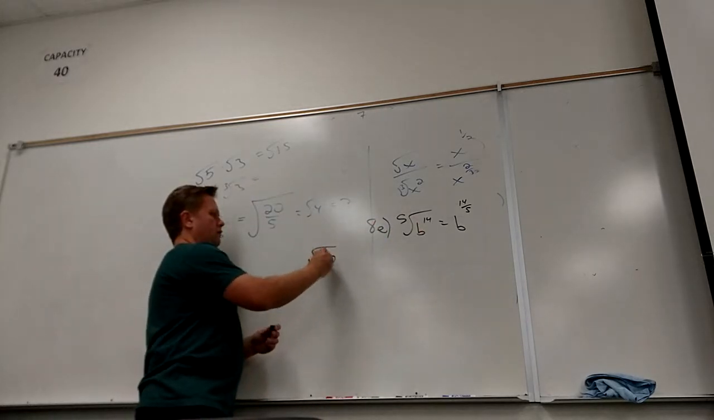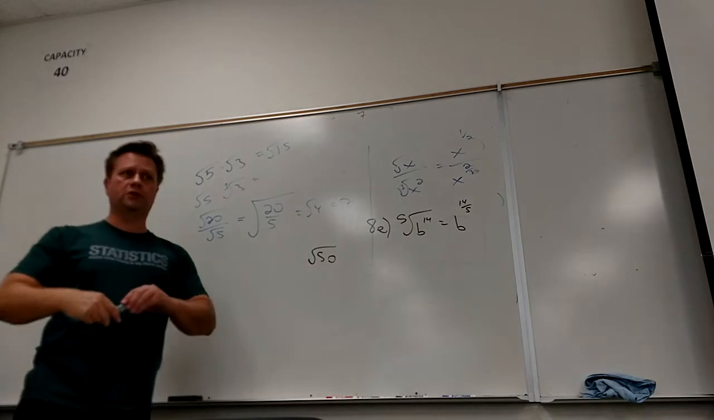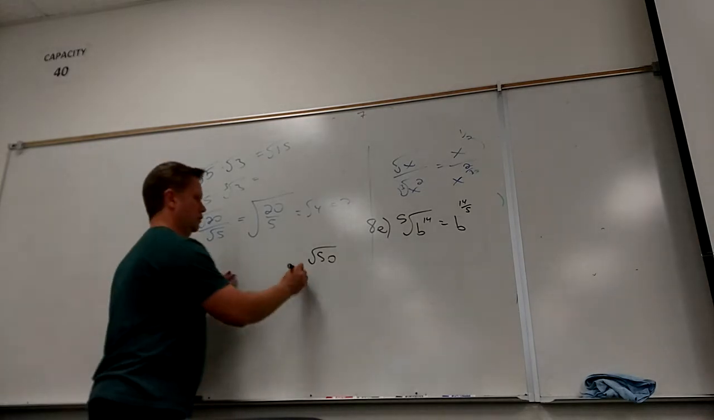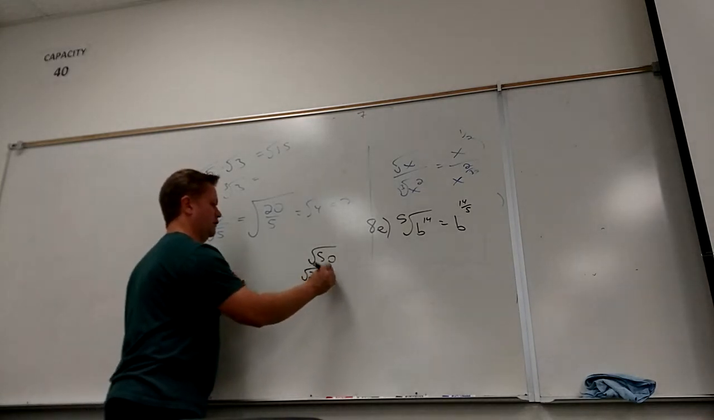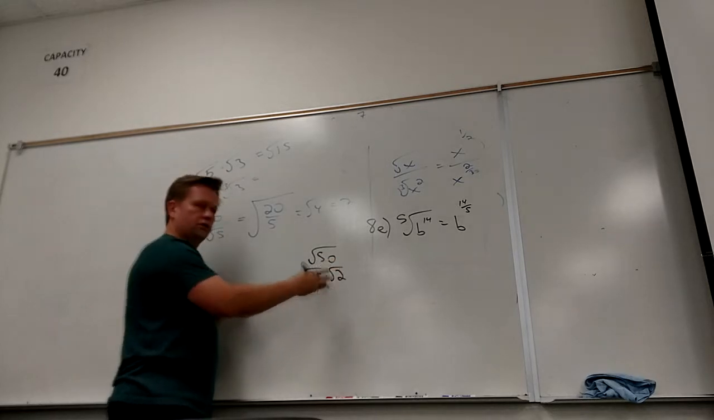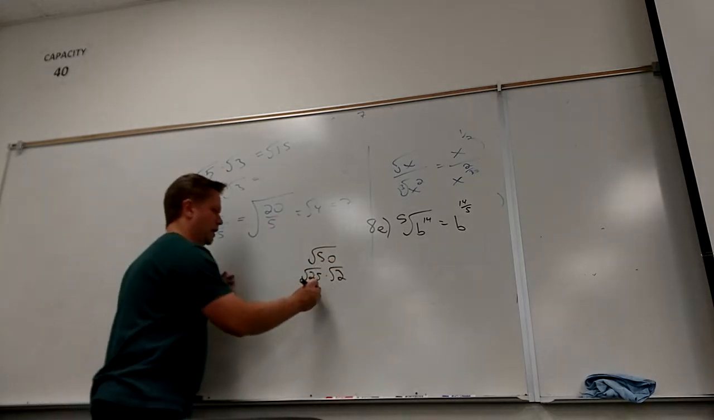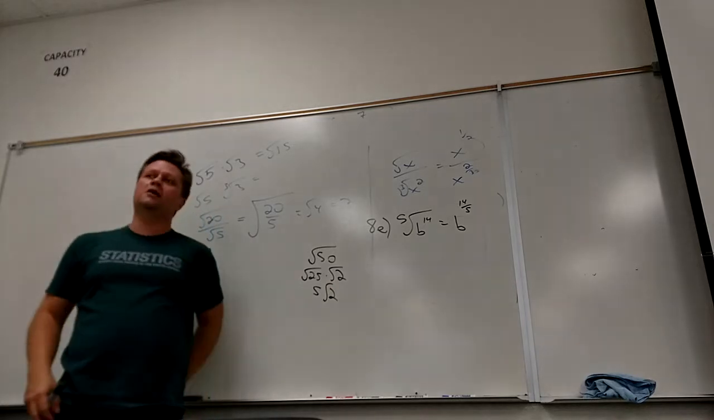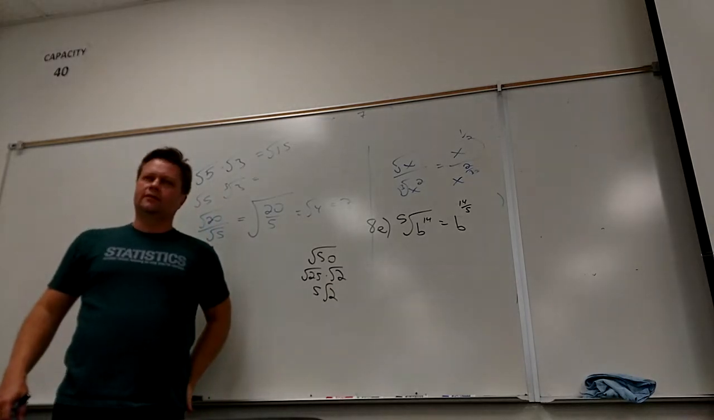Square root of 50. You could do something to it, right? There's a piece I can take the square root of, and then the other piece. I do the part I can, and I leave the part I can't. It's like the Serenity Prayer.